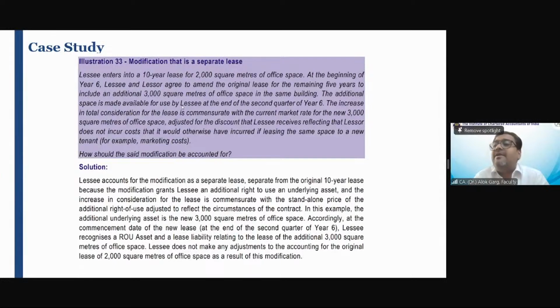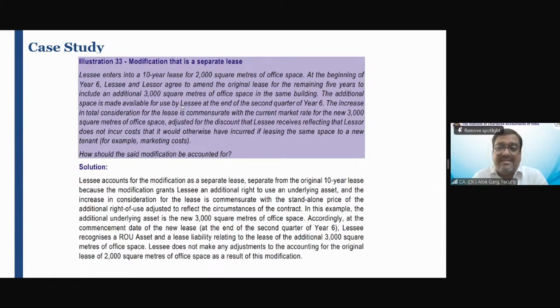Sir, since I am requesting this 3000 square meter, there is no broker involved in this transaction. So you will be able to save the brokerage. So why don't you pass on at least a discount to that extent? And the lessor agreed to give that discount, right?